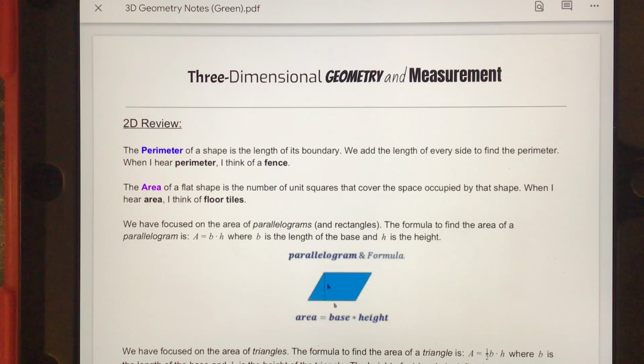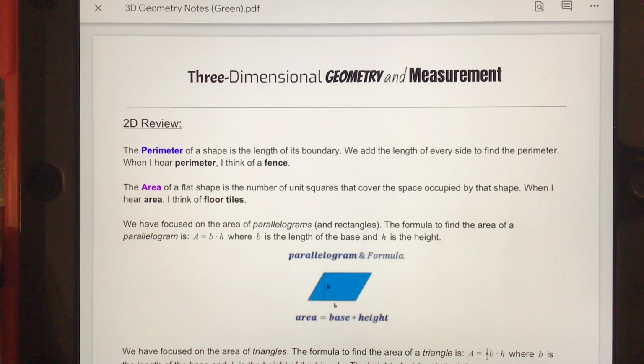Good morning, sixth graders. We are starting to wrap up our unit on three-dimensional geometry. Today's assignment is actually going to be a review of three-dimensional geometry concepts, getting us ready for our summative assessment here. So I've actually backed it up to yesterday.